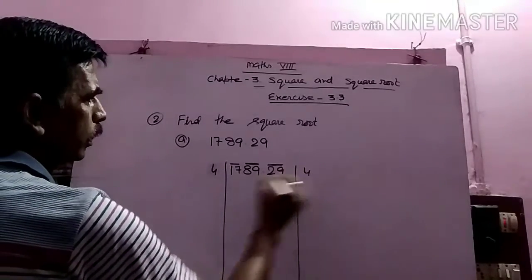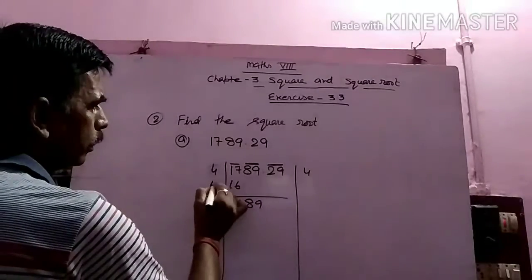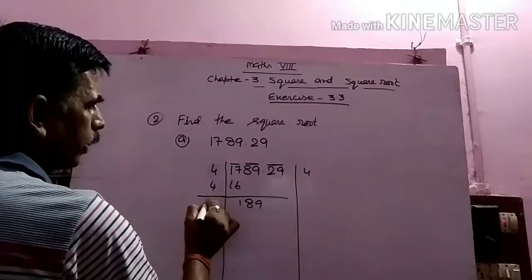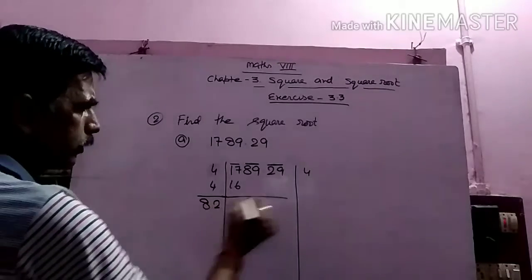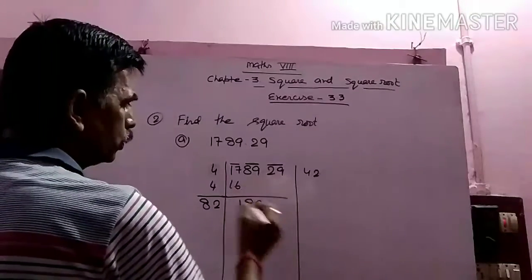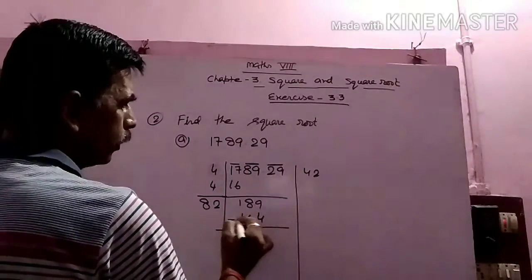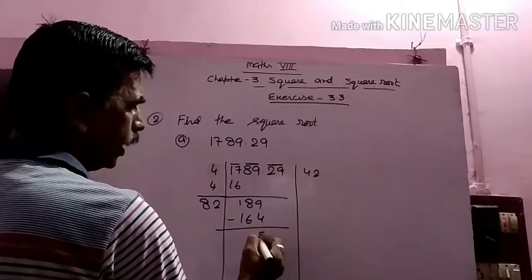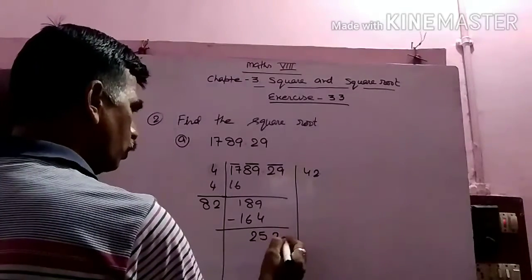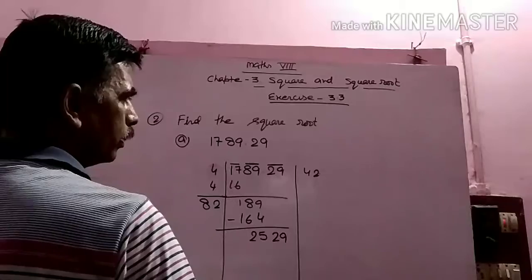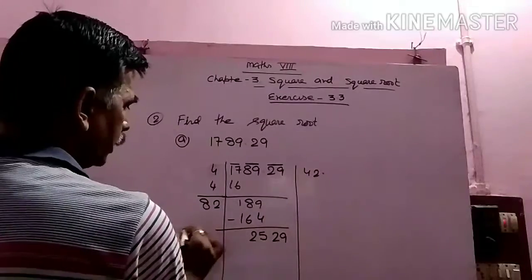Then 4 4s are 16. Then it becomes 189. 4 plus 4 becomes 8, and it will be 2 times, so 2 2s are 4 and 82 2s are 164. After subtracting that, what will we get? 5 and 2, and this 29 is going to be moved or shifted here. There is a sign of decimal, so the decimal is going to be placed here.